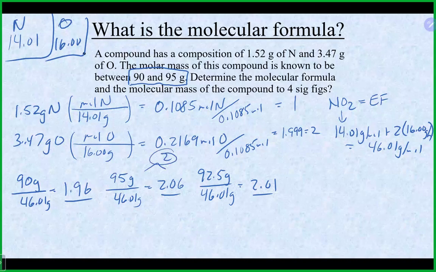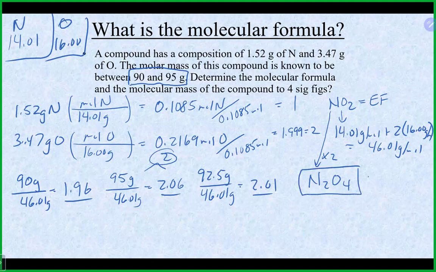So again, if you have a range for the molar mass, you could do what I did there. You can go low, you can go high, or a lot of times people will just take the average value between the two numbers and use that. That means that we are going to take our empirical formula and multiply it by 2, and that will give us N2O4 as our molecular formula in this case.